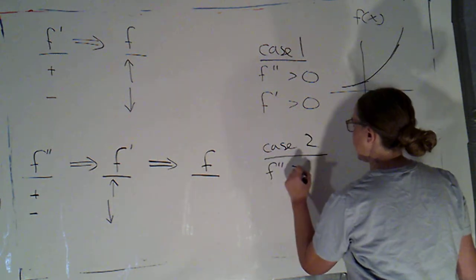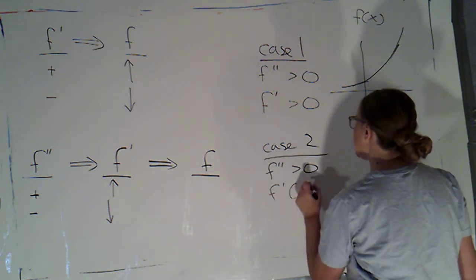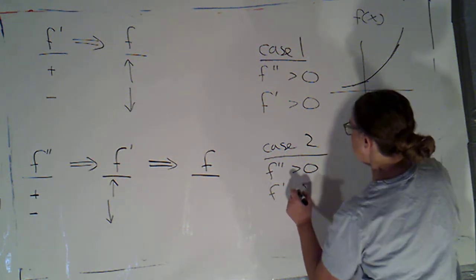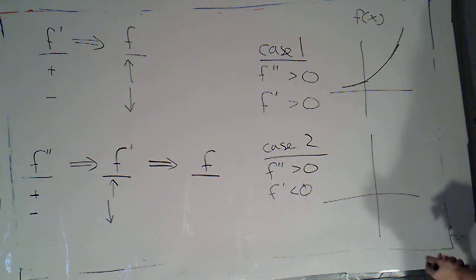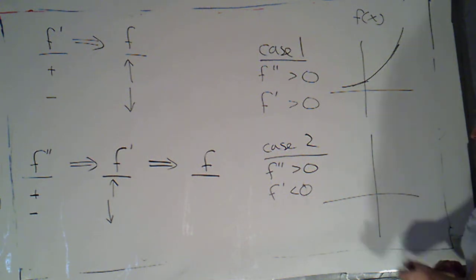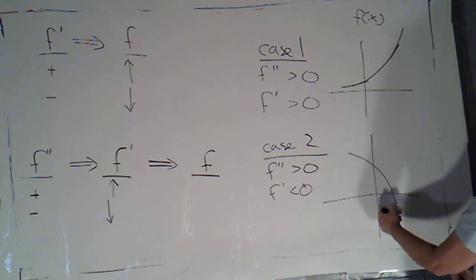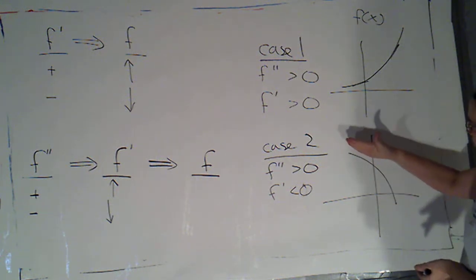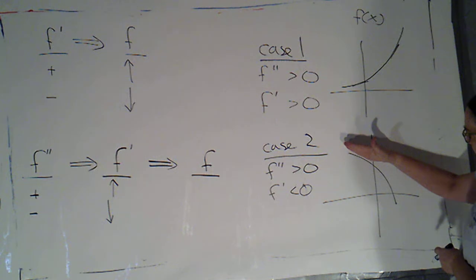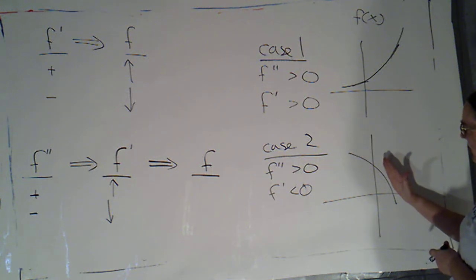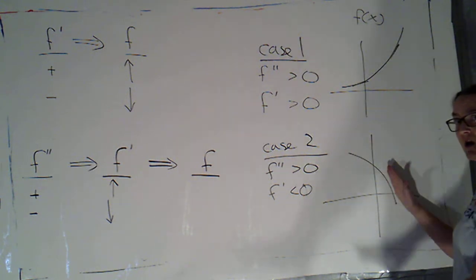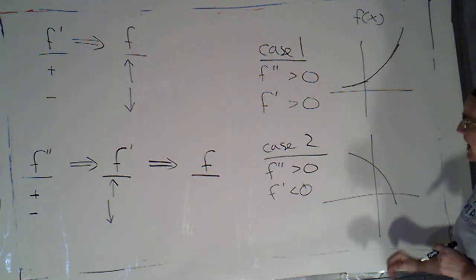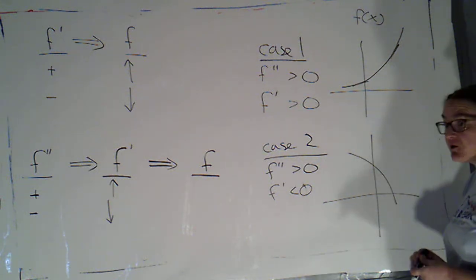Let's suppose that the second derivative is positive, but the first derivative is negative. So now we're going to have a graph that's going down. Now if I made my graph get steeper the way this one does, we'd be going from a small negative number to a bigger negative number. In that case, the first derivative is actually decreasing. It's going down. And I wanted the first derivative to be increasing.